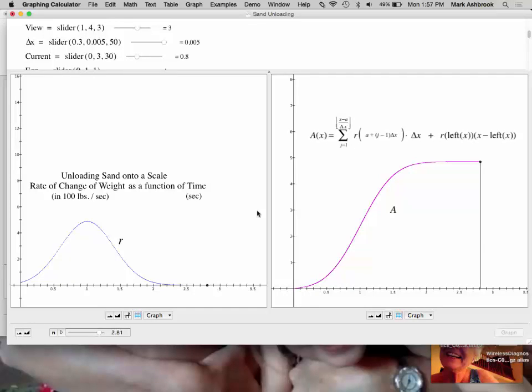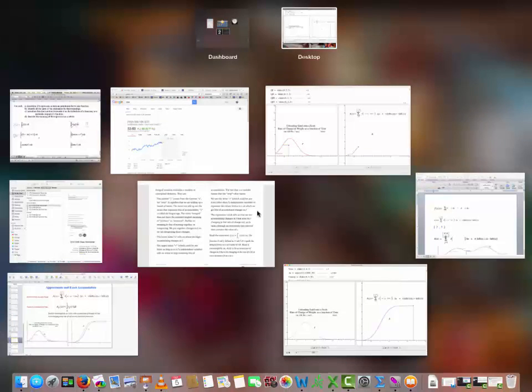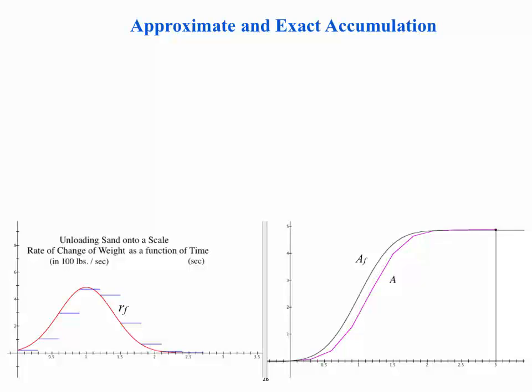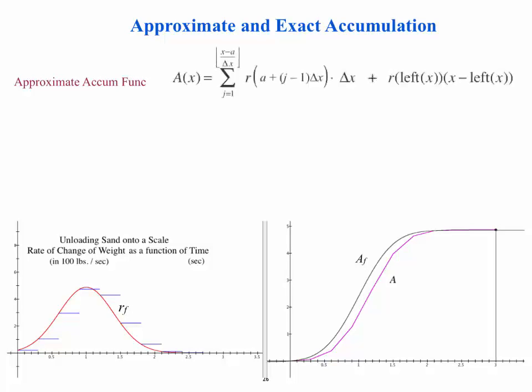Okay, so let's look at some notation for this now. We've got approximate and exact accumulation. Our R sub f function is our rate of change function, and our approximate accumulation function we call A. And that's what we worked hard on the last week and a half.